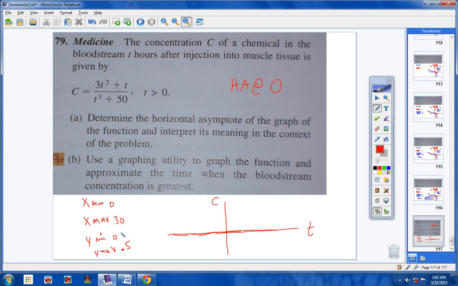Okay, so I was wrong. The greatest concentration is not going to be at 0. The graph looks like this on your graph, or it should. It shoots up, tops out there, and then comes down, making its way down, getting closer and closer to the horizontal asymptote, okay? So the highest point is going to be here.